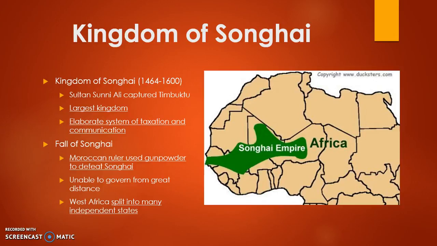Songhai did fall to the Moroccan rulers who used gunpowder to defeat them, and these new rulers were unable to govern from a great distance. So West Africa then is going to be split into many independent states because these new rulers were not able to govern effectively.